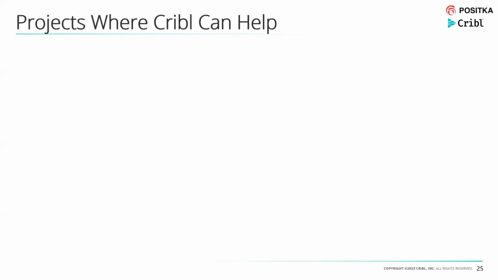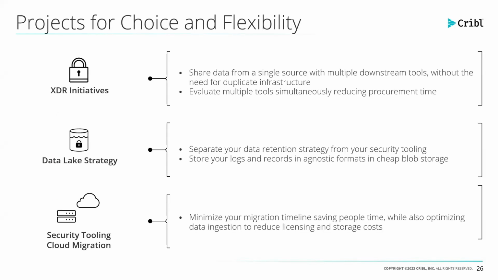And what are some of the projects where Cribl can help? You may have XDR initiatives where you want to evaluate multiple tools simultaneously. Without Cribl, you'd be individually adding agents for each of these tools, getting this data to your destination, and then evaluating. That is going to take a lot of time if you want to evaluate multiple tools. What Cribl helps with is it allows you to collect data from a single agent. It doesn't matter what agent it is. You collect the data once and give that same data to any of your destinations in order to evaluate them. So this speeds up the process by quite a bit.